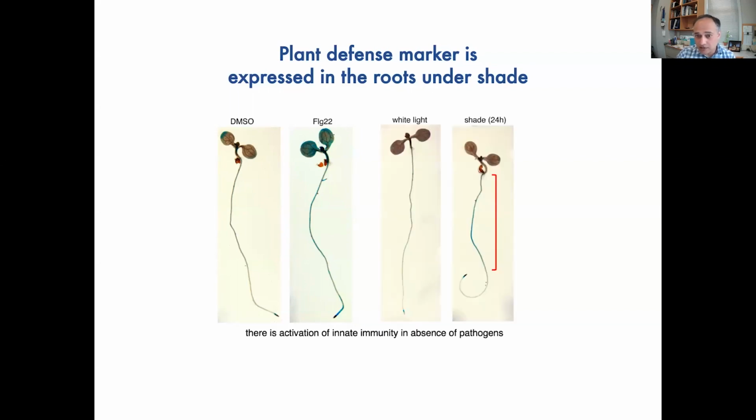Now we can take this plant and put it in unshaded white light, or under shade. And as you can see, under shade, only the roots turn on this blue color, meaning the roots feel as if they are under attack by pathogens. These are basically the same markers that turn on when plants are stressed by pathogens or by drought, and the same signatures are getting turned on. We can really visualize this in the root.